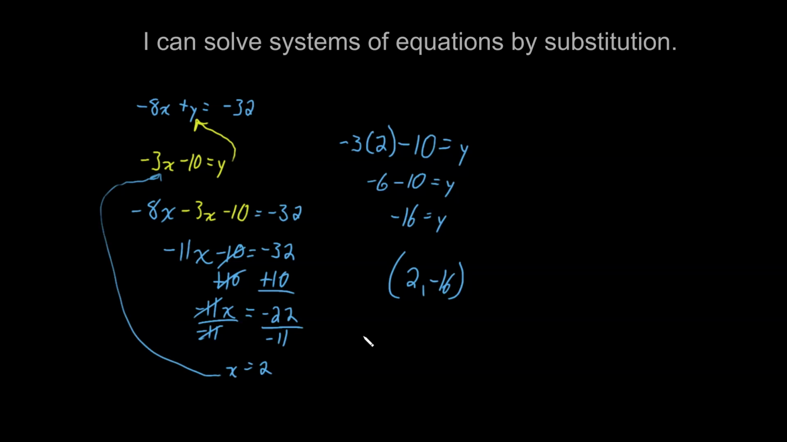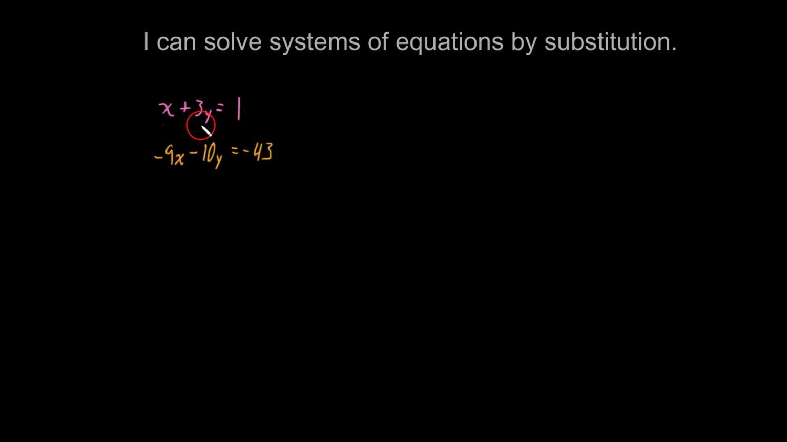Let's look at one more example. So we're given the system of equations of x plus 3y equals 1 and negative 9x minus 10y equals negative 43. This one's a little bit more complicated. There are a few ways we can go about this. What we're going to do is manipulate this equation up top, this x plus 3y equals 1. I'm going to manipulate that so that it is solved for the variable x.